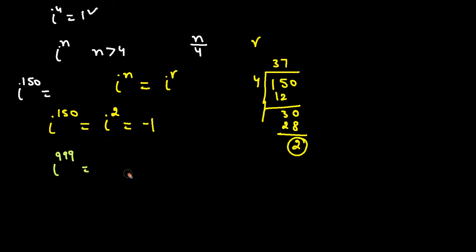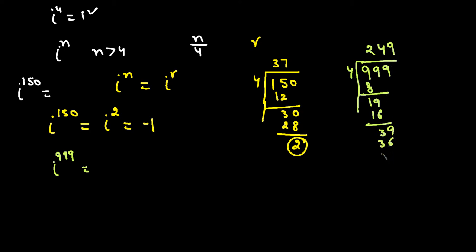Okay, so you got iota raised to power 999. So what we're gonna do, we're gonna divide 999 by 4. This gives me 2, 4 times 2 is 8, 1, bring down 9, 4 times 4 is 16, 3, 9, 4 times 9 is 36, 9 minus 6 is 3. So 3 is my remainder.